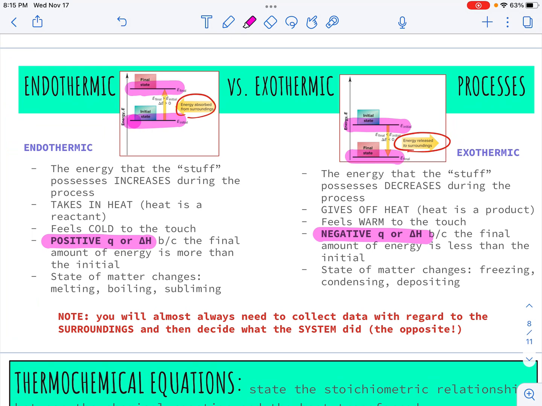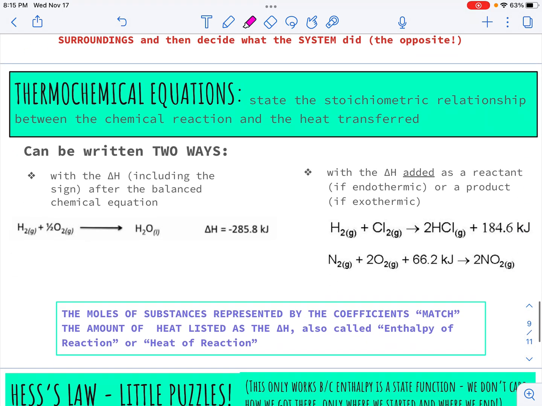So I'm getting you ready for this. Thermochemical equations, we've kind of already hinted at. There are some things that are really important about them, and that would be that in a thermochemical equation, we have a true stoichiometric relationship. This means that the coefficients in your chemical equation match the heat in the delta H.